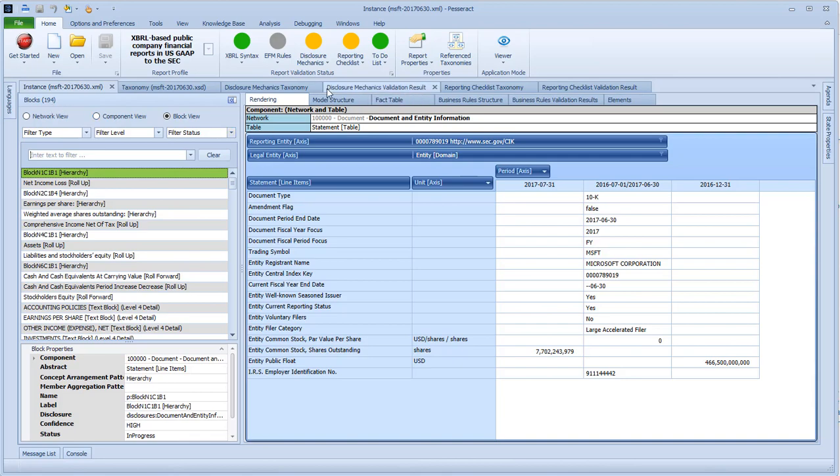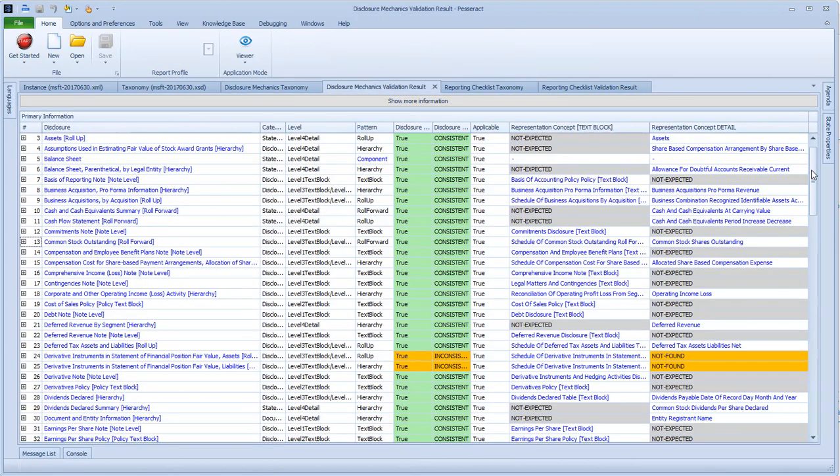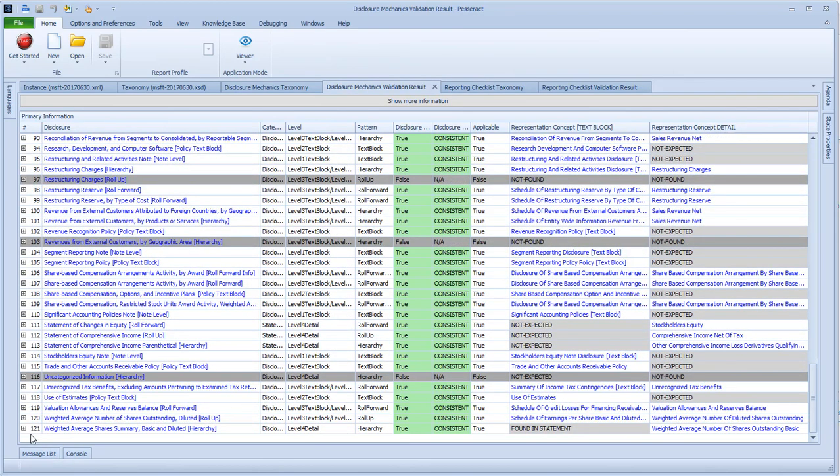So if I go to the disclosure mechanics result here, and then go to the bottom, rather than having 70, I have 121 disclosures. So I said there's 194 sets of information, but I only have 121 disclosures. Well, many times there are, well, not many, commonly, you have a level 3 text block and you have a level 4 detailed disclosure. So each of these is two.